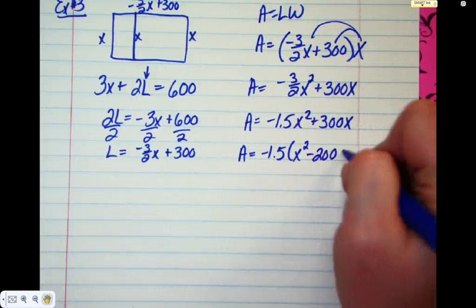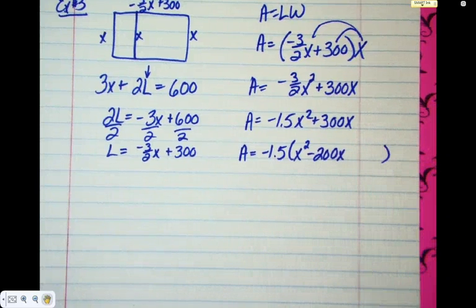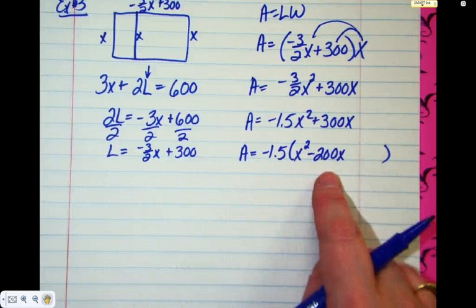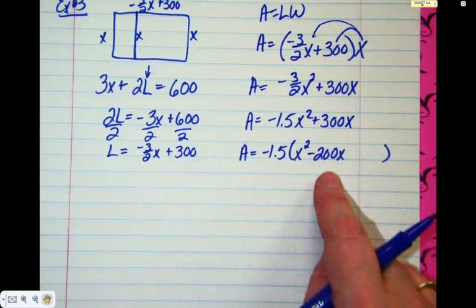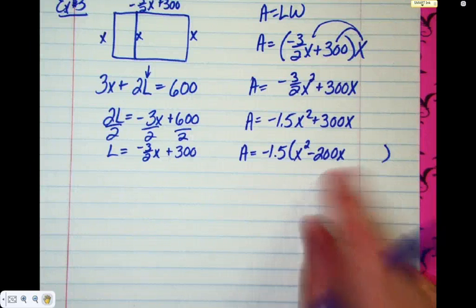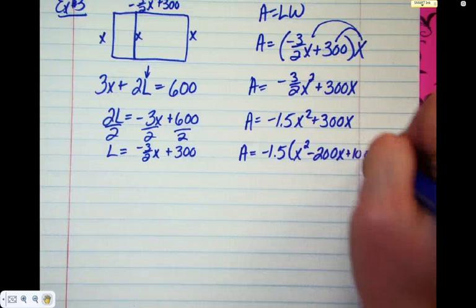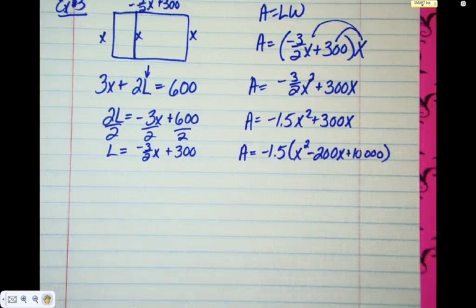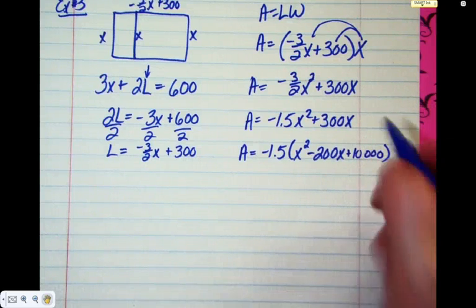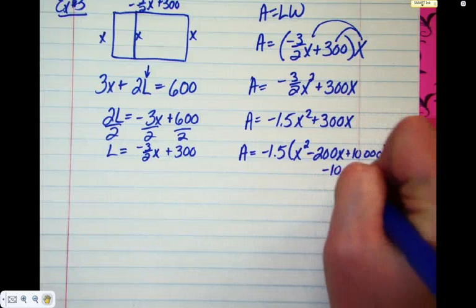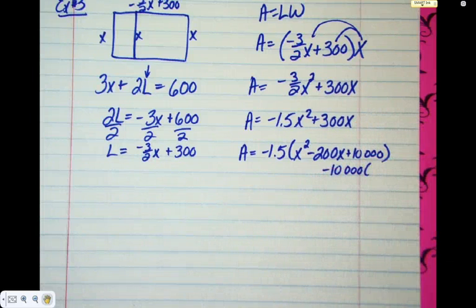Offer of negative 200. Okay, leaving a space. Middle divide by 2 squared. How do we balance off adding 10,000? But what do we have to multiply by?